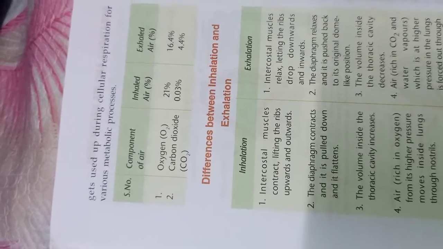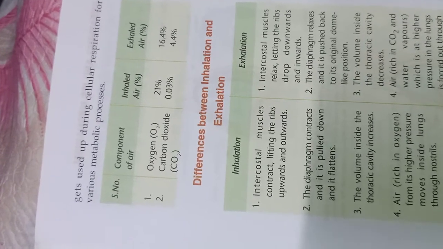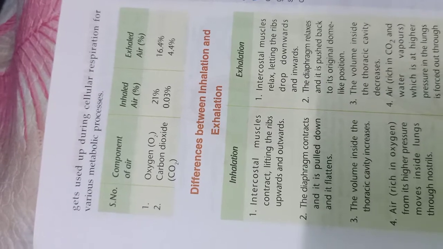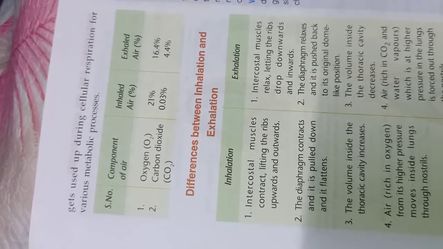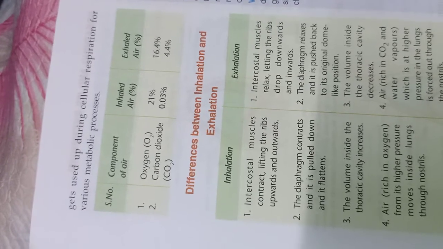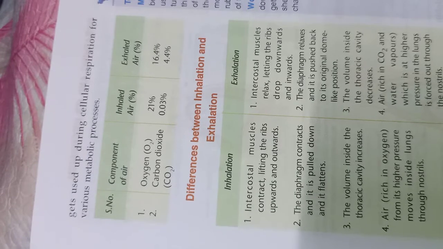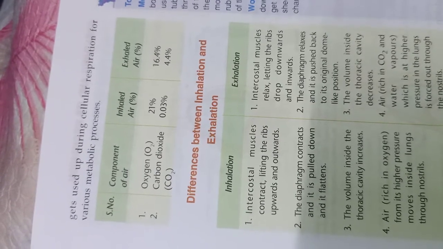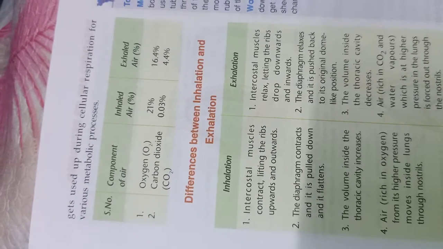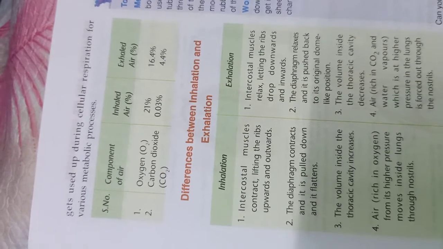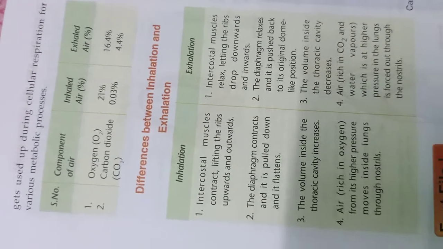For example, you can see here the components of air and the inhaled and exhaled percentages. Oxygen, inhaled 21% and exhaled 16.4%. Then carbon dioxide, inhaled 0.03% and exhaled 4.4%. You can see the difference between inhalation and exhalation.